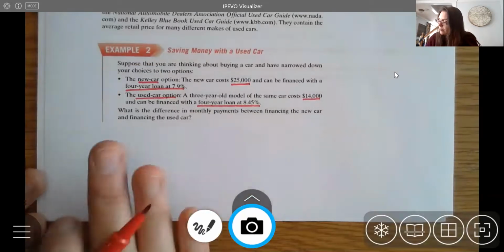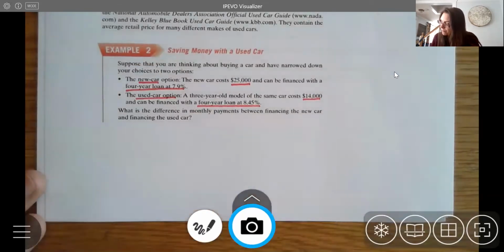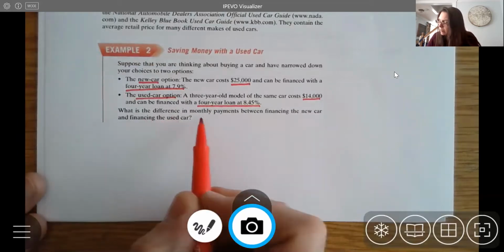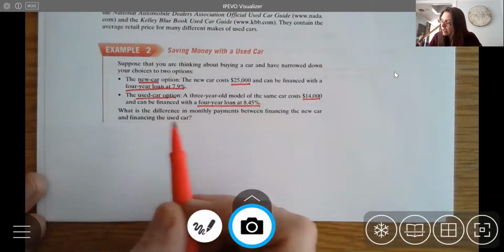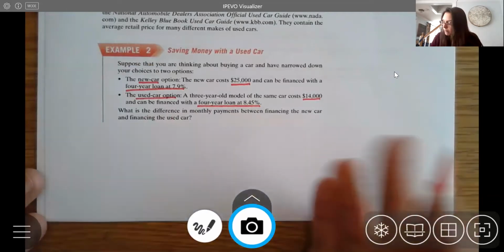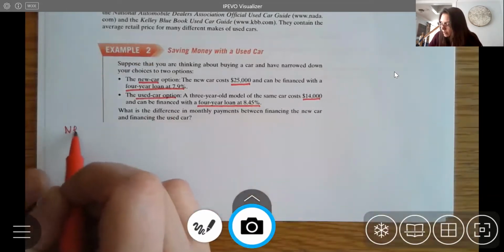So what we're going to do is find the monthly payment for both and see kind of what's the better choice here. So what's the difference in monthly payments between financing the new car and financing the used car? So I'm going to do the new car first.